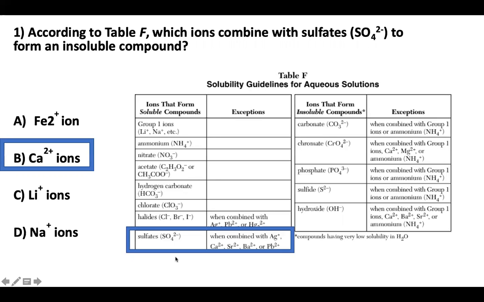There she is. Ca2+ ions are going to make sulfates, SO4, which are right here, insoluble because they're listed under the exceptions. So if something is soluble, it's listed over here, and if an exception is listed with it. So if we have calcium along with SO4, it's going to be insoluble. That's what table F is describing to us.